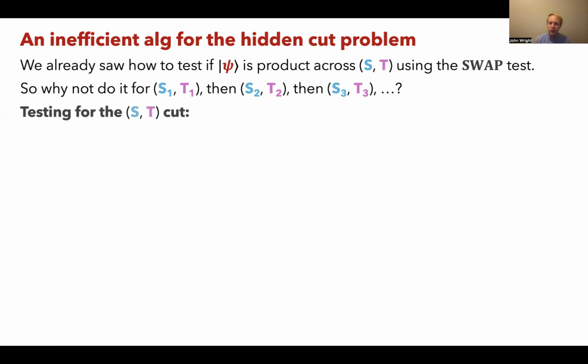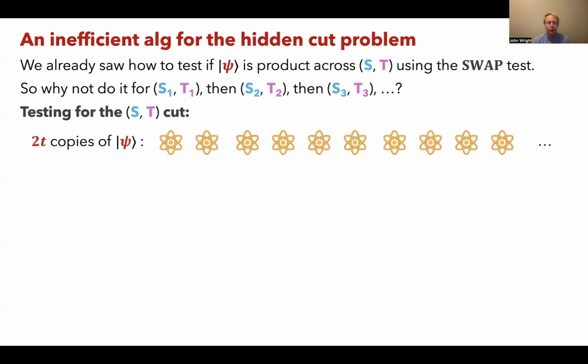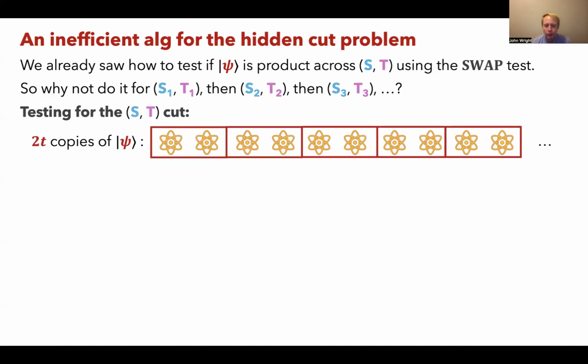So let me begin by talking about how do we just test for a single cut S and T. And then we'll look at how do you apply this for many cuts in sequence. So what we're going to do is we're going to take 2T copies of the state psi, like this, and we're going to group them up into pairs. Okay. And on every pair, I'm going to run a separate swap test.